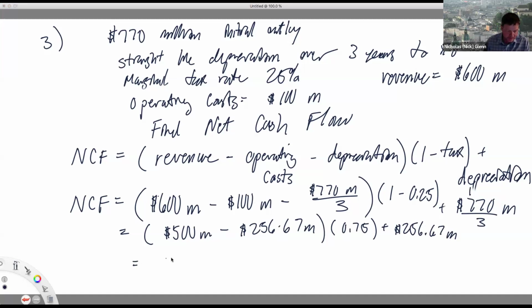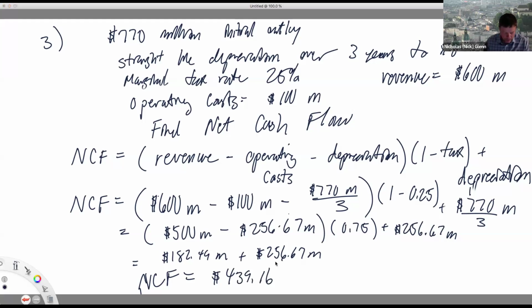Now let's finish the calculations. 500 million minus 256.67 million is 243.33 million. Multiplied by 0.75, that's 182.49 million. Add in the depreciation of 256.67 million, and what you have for this problem is a net cash flow of $439.16 million. All right, so that's the first part of this problem. Any questions on this?